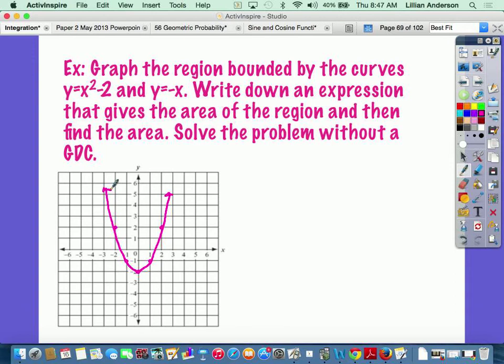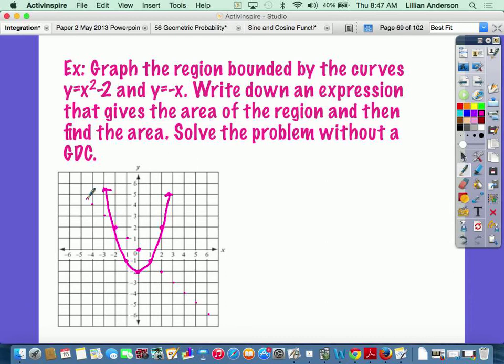Now y equals negative x is what kind of function? A linear function. What's the general form of a linear function? y equals mx plus b, where m is the slope. What's the slope of this line? And b represents the y-intercept. Where does this line cross the y-axis? At 0. So it crosses at 0, and the slope is negative 1, so that means I go down 1 over 1, down 1 over 1, or up 1, left 1.